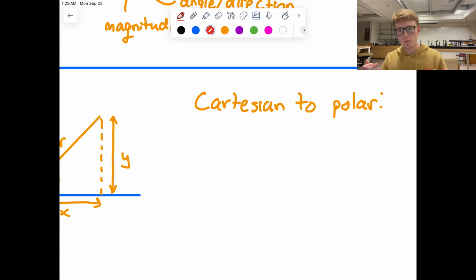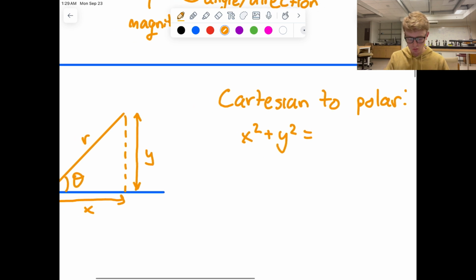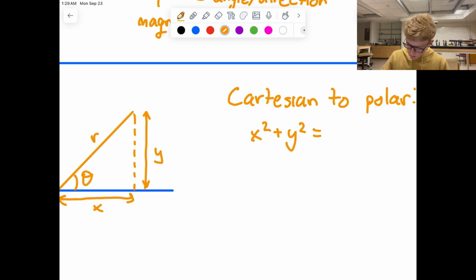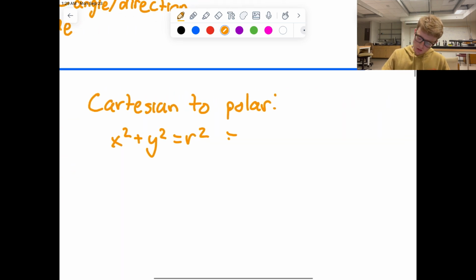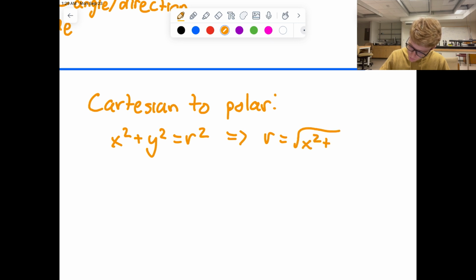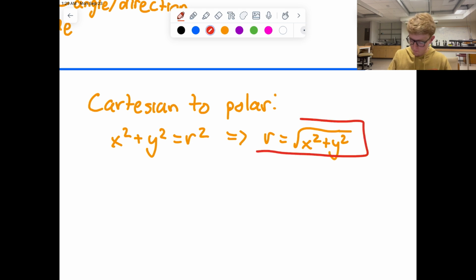You can find whichever first in reality, I'm just going to start with that. Let's use the Pythagorean theorem for this. We have x squared plus y squared is equal to the hypotenuse squared, which is r. Then I take the square root on both sides, and I end up with r is equal to the square root of x squared plus y squared. So there's equation number 1.